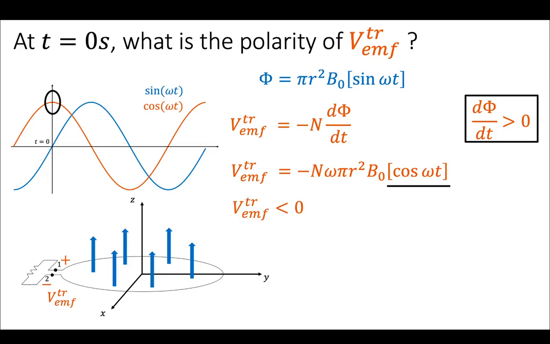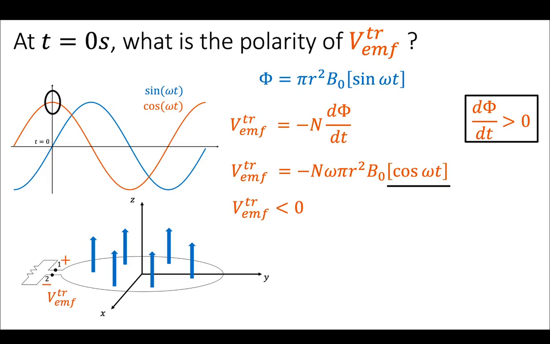So the total transformer voltage is actually going to be negative, and that's because N, the number of loops of wire, is a positive constant number. The omega, so the frequency at which the magnetic field is changing, that's going to be a positive number. Pi is a positive number. R, the radius of our loop, is a positive number.